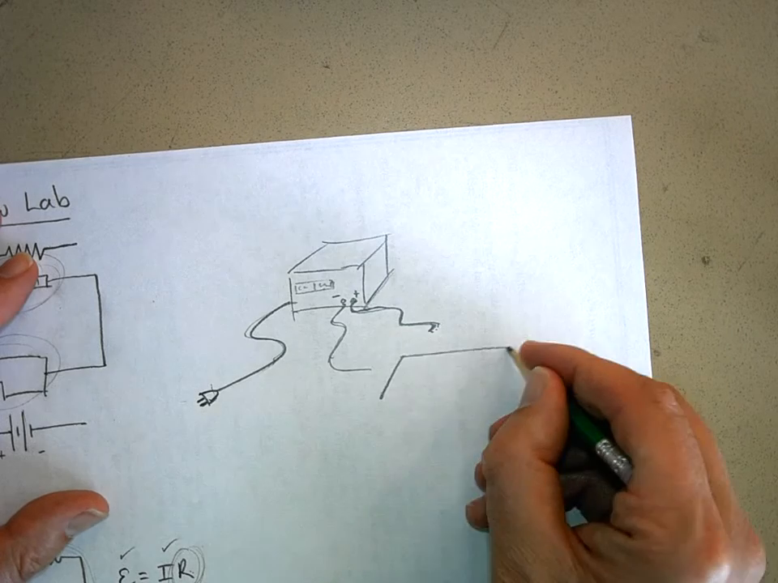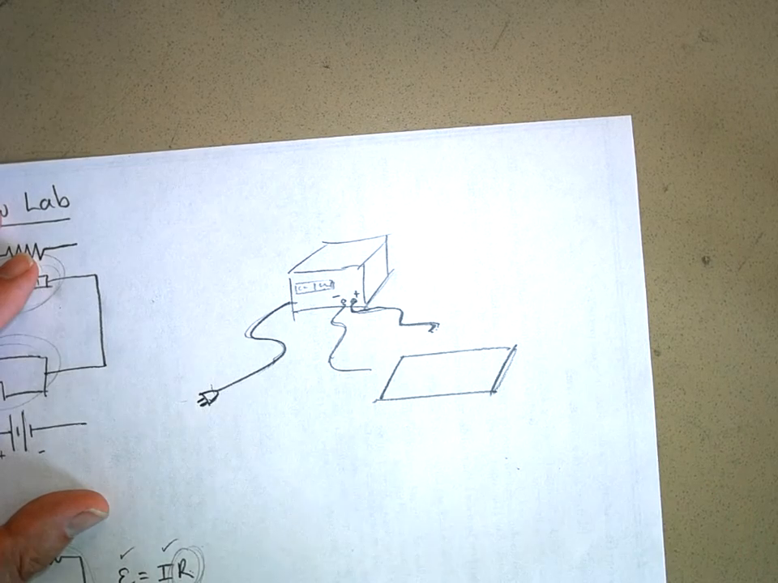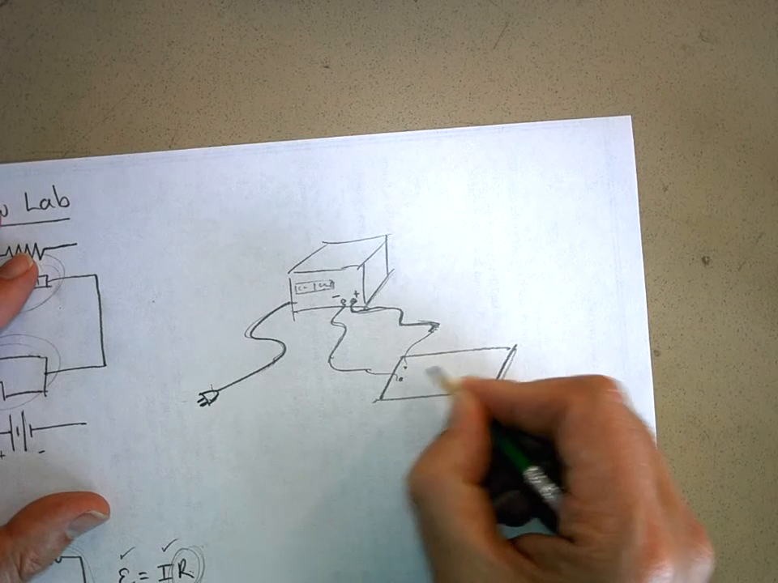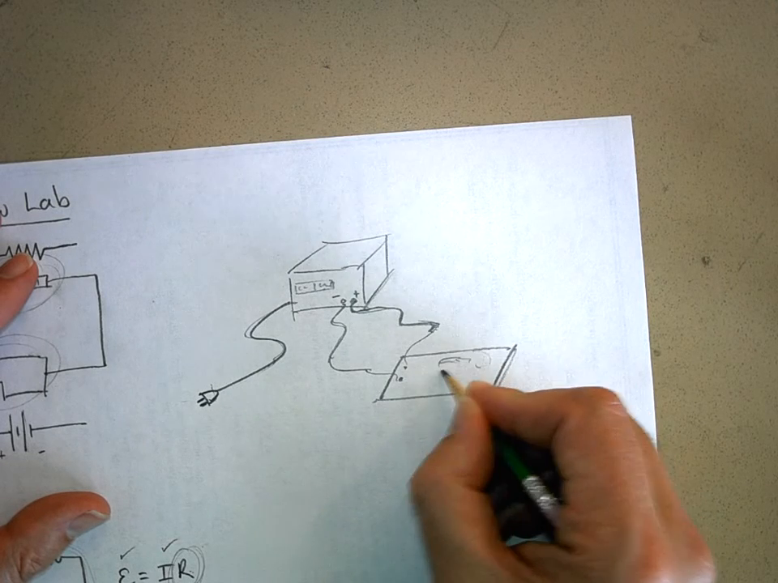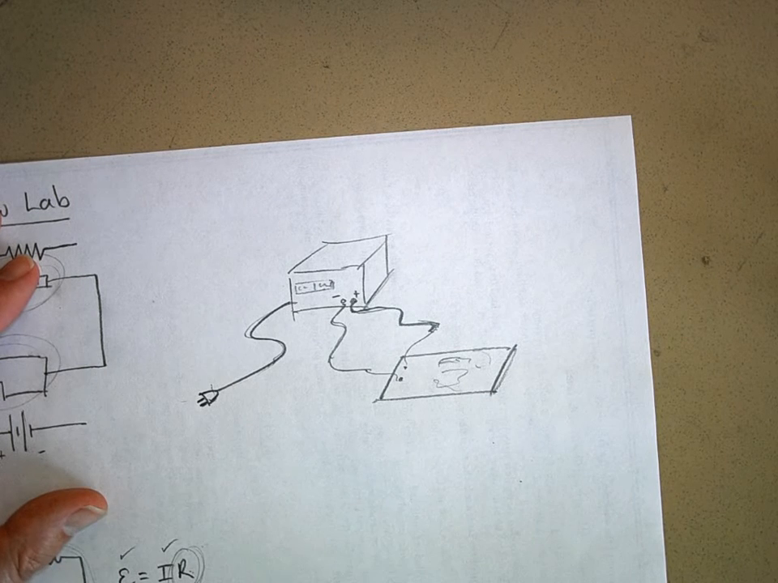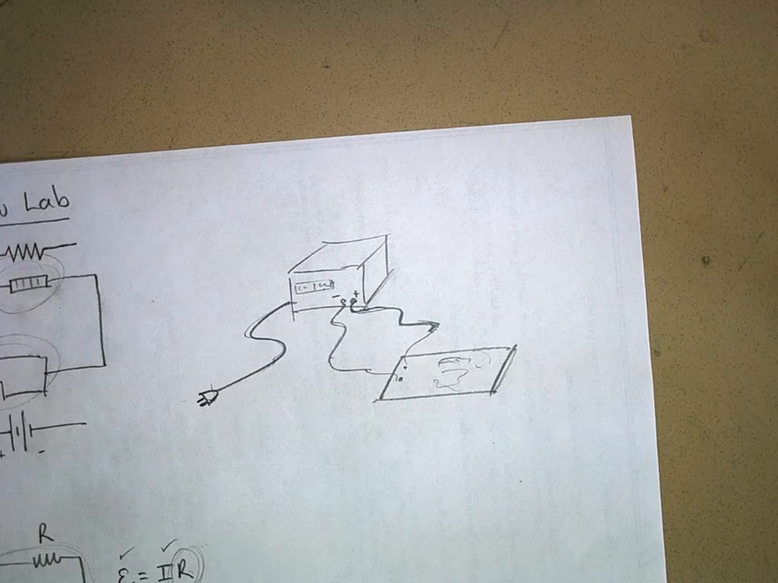And what we're going to have is a circuit board, which I will go over with you. We're going to hook it onto here, and this has got resistors on it, and we're going to measure the current, we're going to measure the voltage. Make a little data table and graph it and stuff like that. Okay?